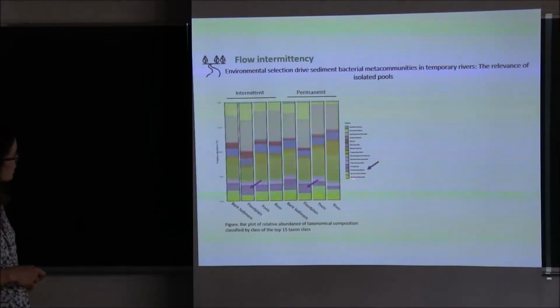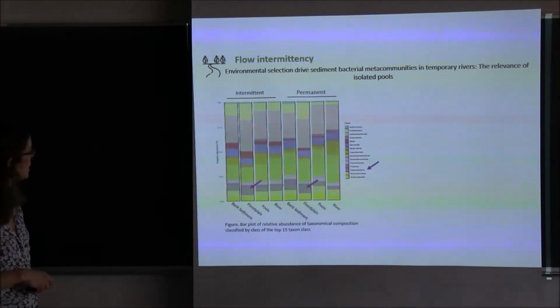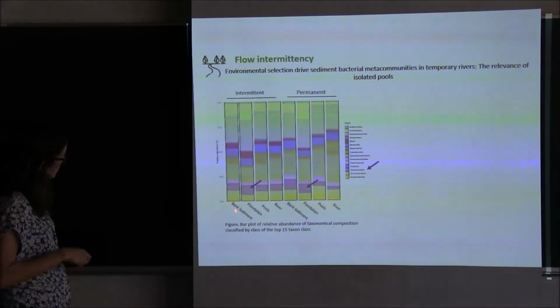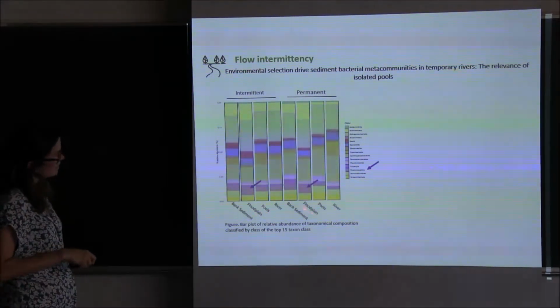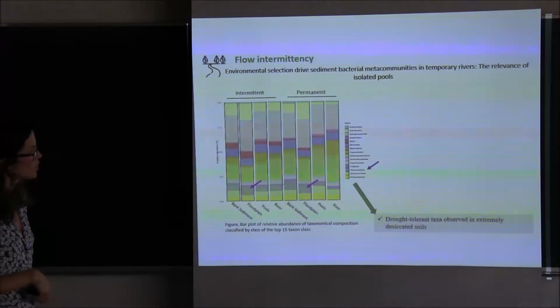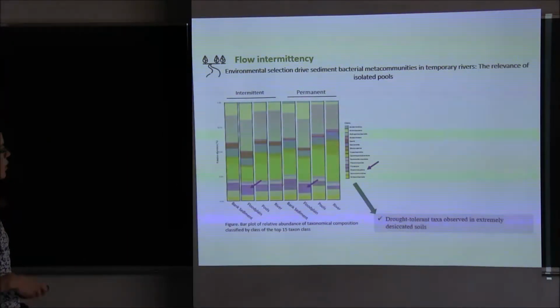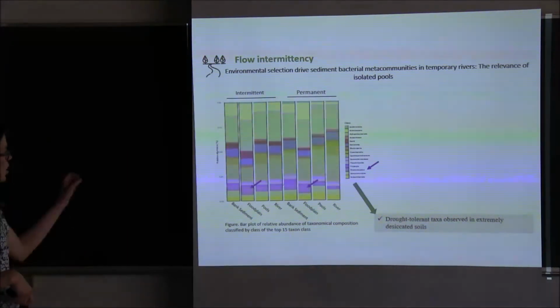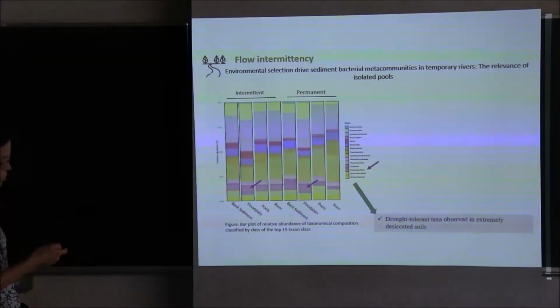And then also this Thermophila taxon, which is also very common, or we observe high relative abundance in the floodplains, in the dry sediments. So we indicate that this presence of drought-tolerant taxa is also observed in external desiccated zones, in these dry zones of the river.